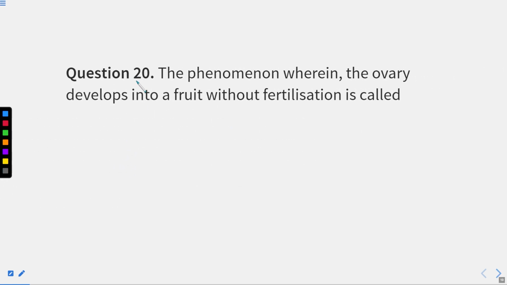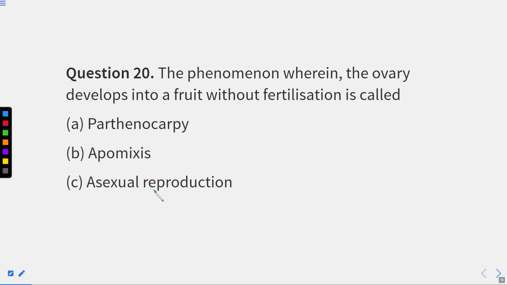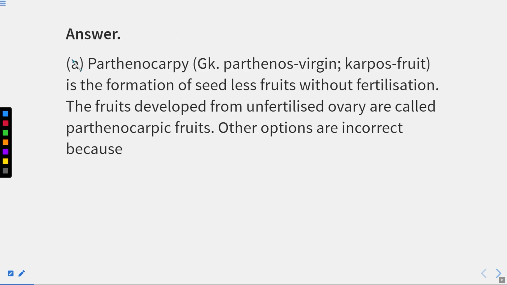Now let's talk about question number 20. The phenomenon wherein the ovary develops into a fruit without fertilization is called, this we have already discussed. Option A is parthenocarpy, option B is apomixis, option C is asexual reproduction, and option D is sexual reproduction. So the answer to this question is option A. Option A is the correct answer here.